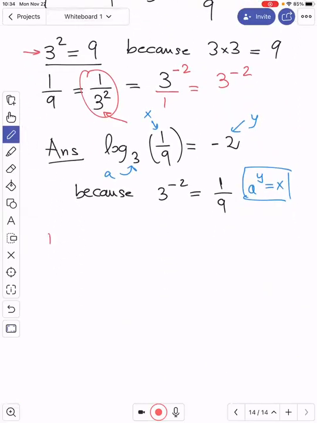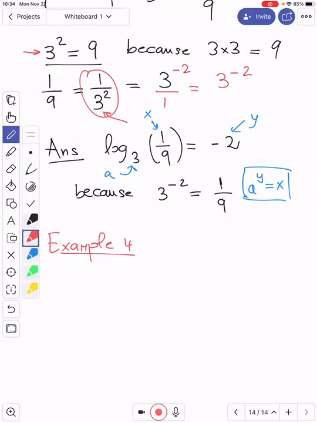Example 4, which is kind of different from the previous examples. This is less obvious than the previous examples. So let's say you have again y, right, log, and now I have, let's say, 2 log in base 2 of 5.